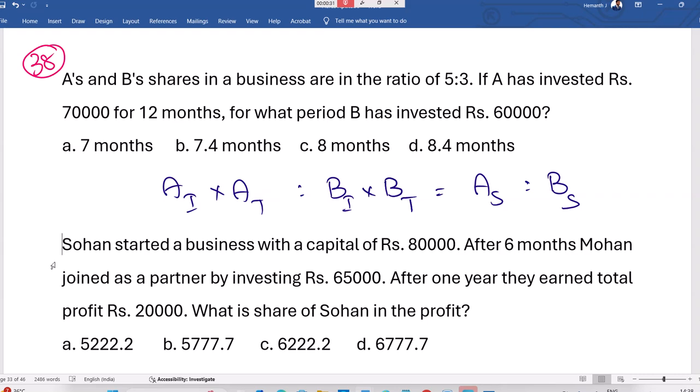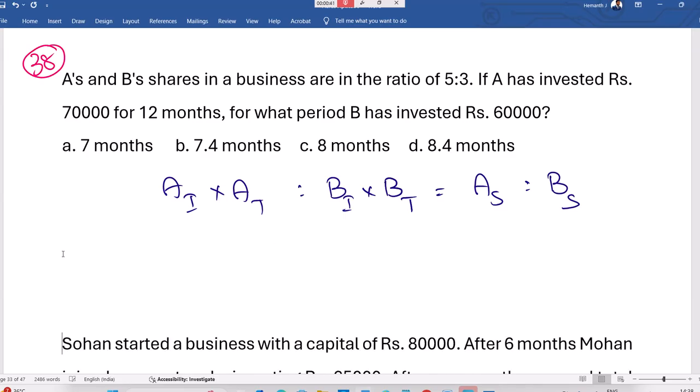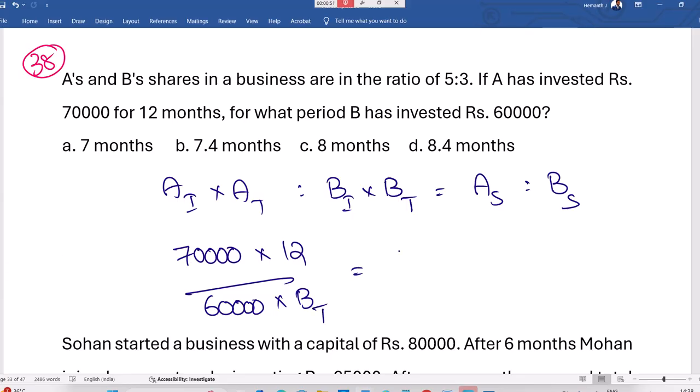But in this question, the sharing is already mentioned. A and B's profit share is already 5:3. What is A's investment? 70,000, for how many months? B's investment is 60,000. But how much time, we need to calculate. But the ratio is 5:3.